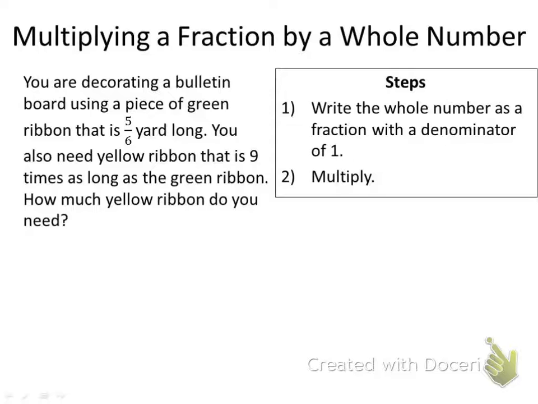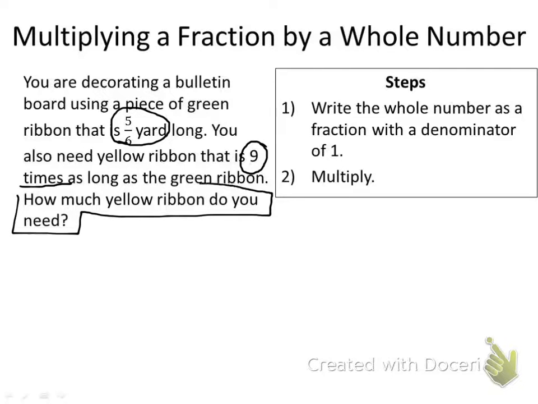Let's start by circling the numbers and units. So we need 5/6 of a yard. Make sure you circle yard. And then 9, there's no units, so it's just 9. And there's no more numbers. Then we need to underline important math words. Times is an important math word. And I think that's about it. B, box the question: how much yellow ribbon do we need? And then E, eliminate unimportant information. It doesn't really matter that we're decorating a bulletin board.